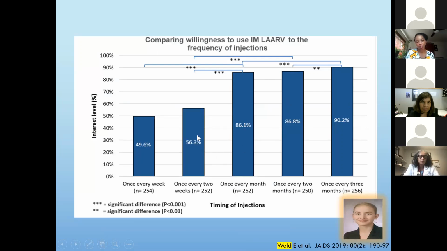Also, what we saw in terms of comparing willingness to use injectable is that the willingness to use injectable increased the less frequent you gave the drug. So once every week, about half. Once every 2 weeks, a little bit more.